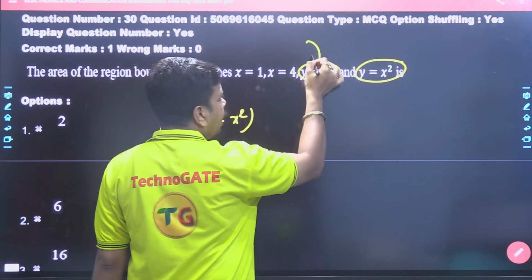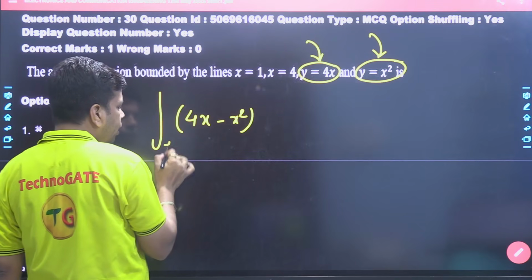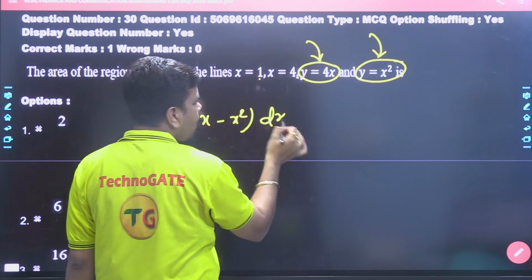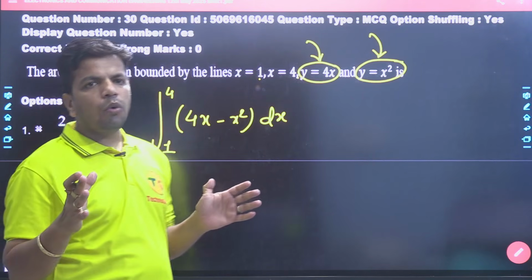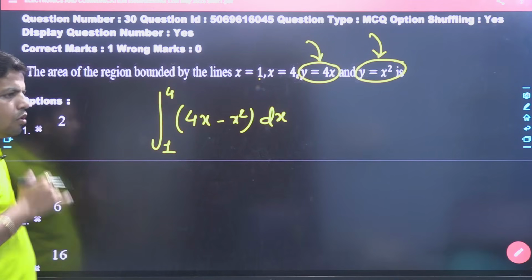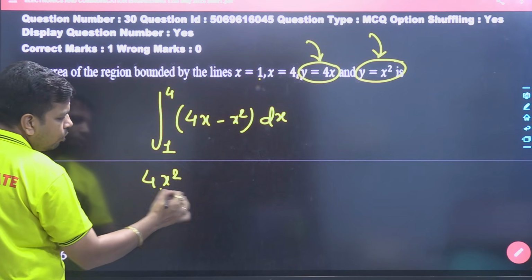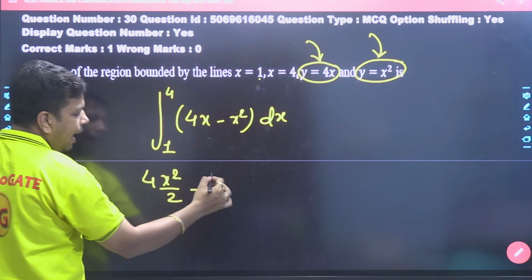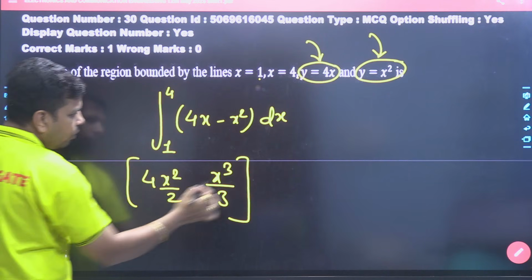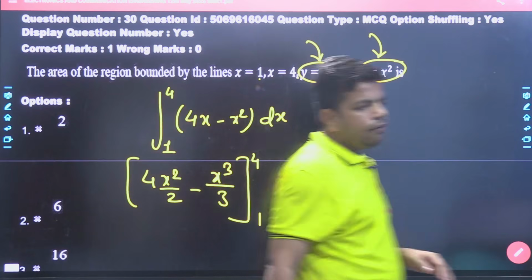Okay. Area bounded by these two is simply the difference between them, and we need to take the integration from 1 to 4 with respect to x. That gives you the area bounded by these particular lines. Okay. Now just do the integration of this. So what is the integration for this? 4x square by 2 minus x cube by 3, and you need to find the value between the interval 1 to 4.